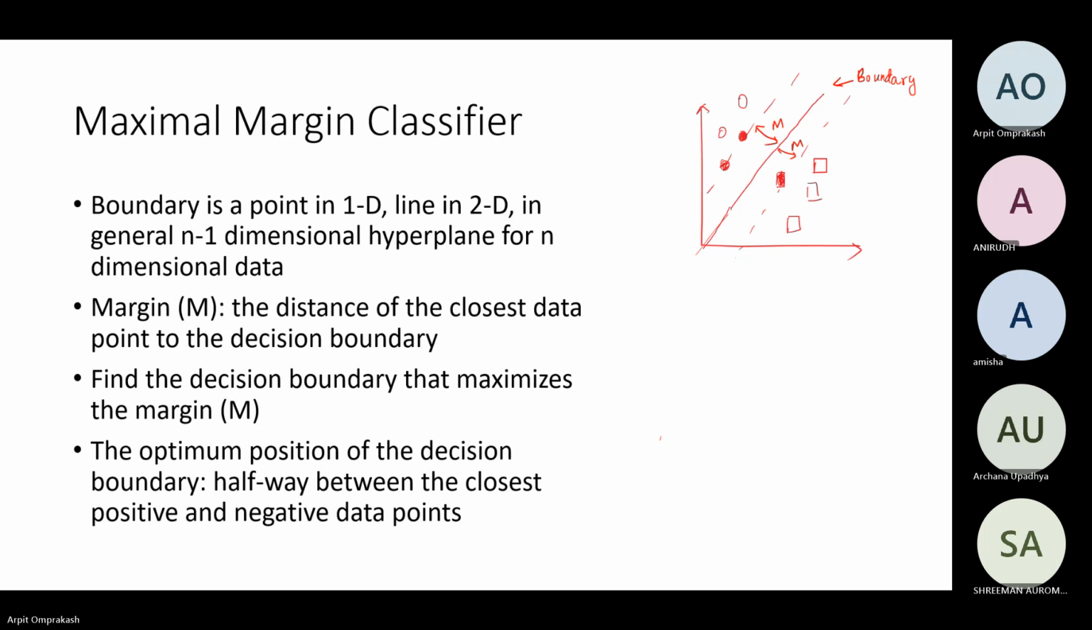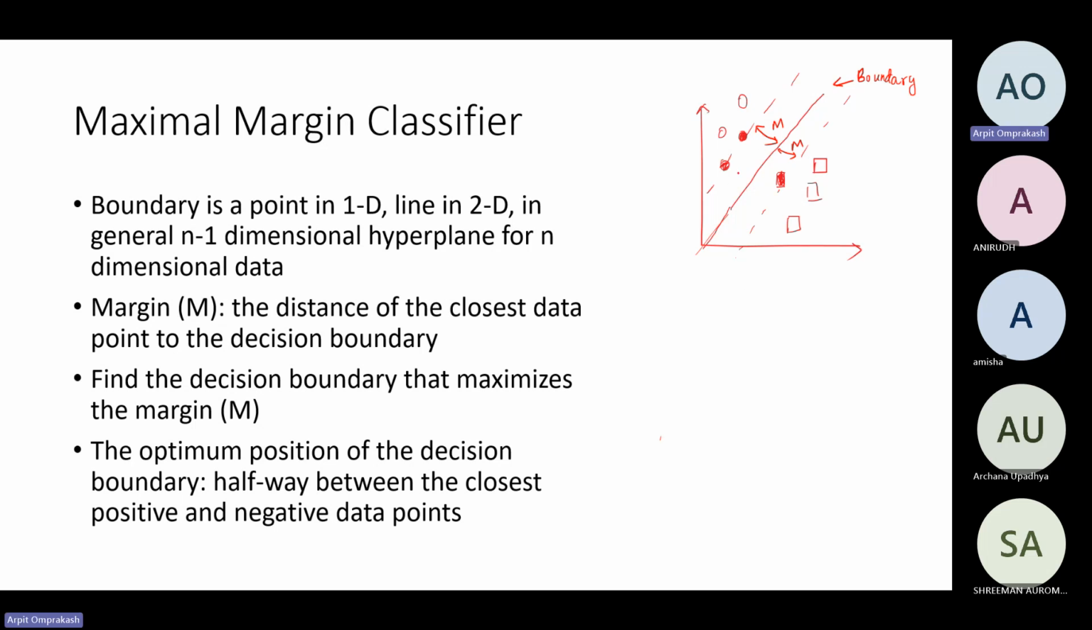Okay. So in general, when you do it in 1D or 2D, a maximal margin classifier tends to place the optimum position of the decision boundary almost halfway between the closest points of the two different classes. For example, these points are the closest points in the two classes, and the boundary goes somewhere in the middle of them, maintaining the same distance from each of them.